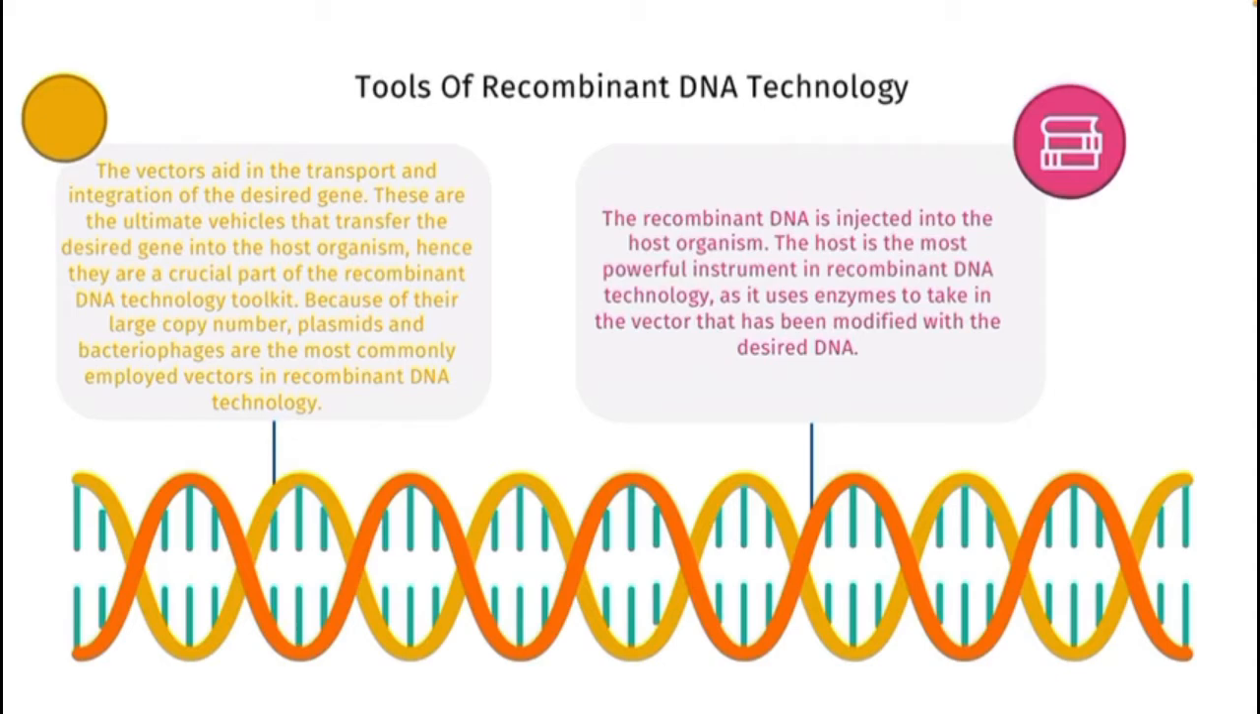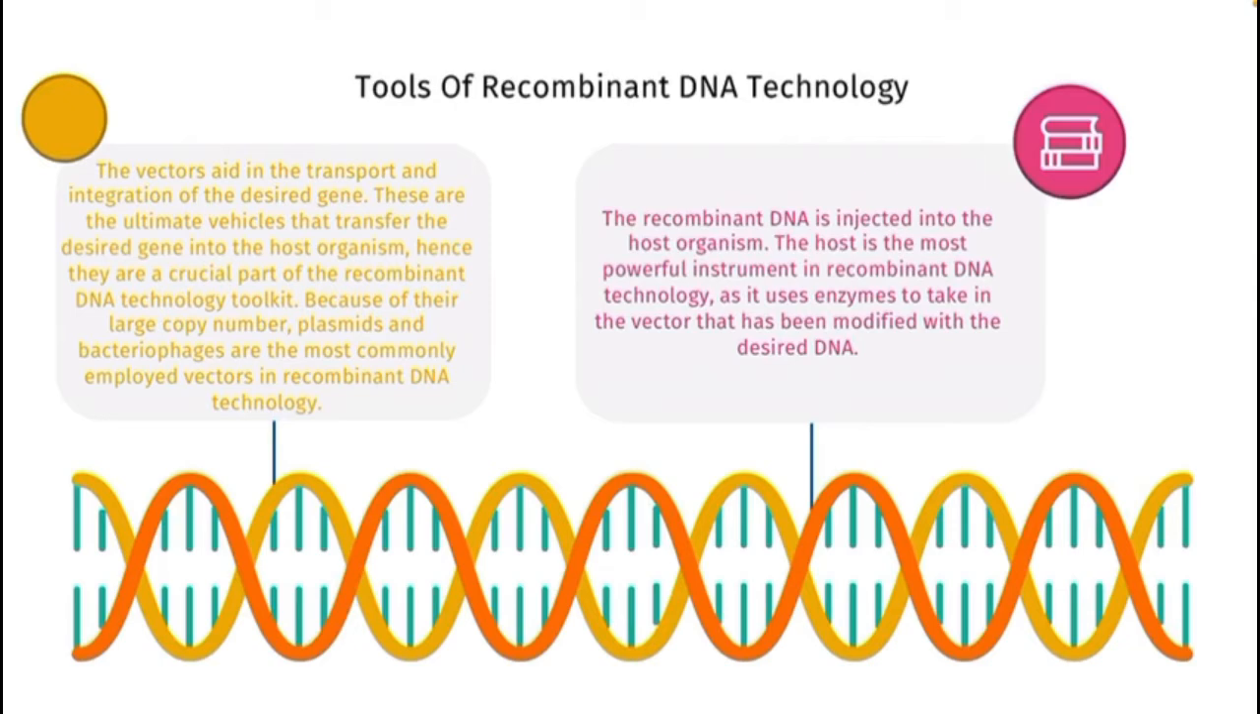Also, the vectors are made up of an origin of replication. This is a sequence of nucleotides from where the replication starts. A selectable marker consists of genes which show resistance to certain antibiotics. Also, we have the host organism into which the recombinant DNA is introduced. The host is the ultimate tool of recombinant DNA technology, which takes in the vector engineered with the desired DNA with the help of the enzymes.